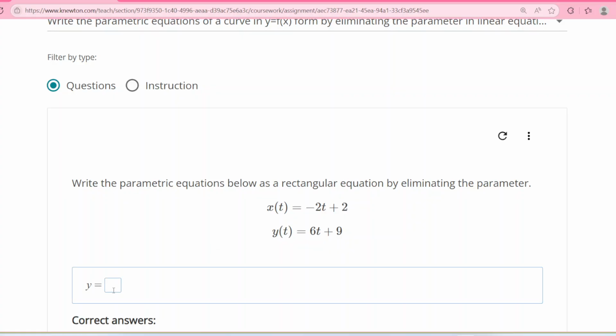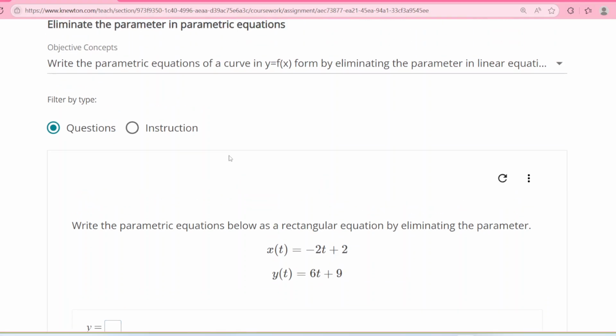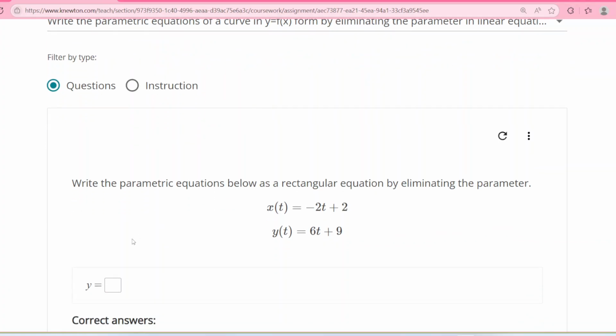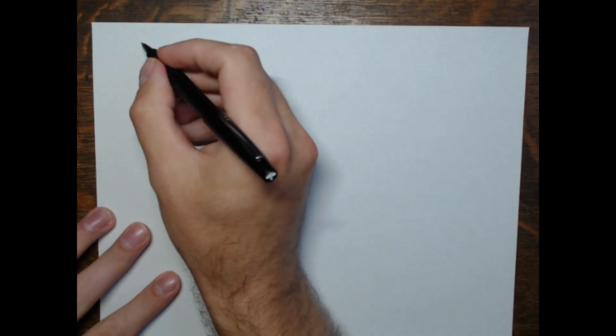And you'll notice the way they want us to fill in the answer here is in the form y equals some function of x, and that was also in the title of the objective, right? Y equals f of x, some function of x. All right, and then the t should be gone here, right? The elimination of the parameter t. All right, so let's show you how we're going to be doing that.